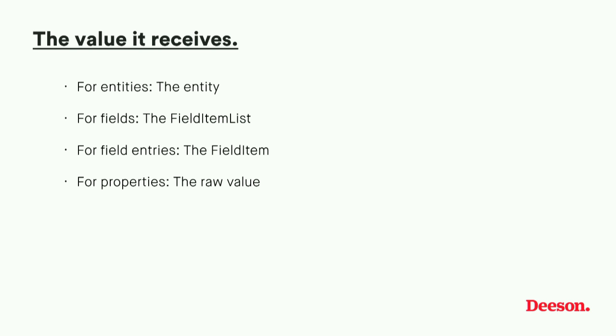There's one small exception though. If you're validating properties, you're getting the raw value of that property. You're not getting the type data, you're just getting the raw value. So if you had a property targets type for an entity reference field, it would just give you the name of the entity type.